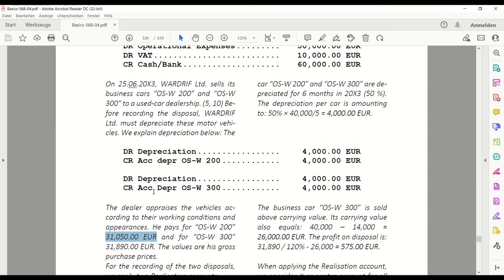Before we start with the sale of the car, we have to consider depreciation. As the car is sold on the 25th of June, we first have to consider depreciation for half of a year. It gives us 4,000 euros. On the 25th of June 2003, the car is sold at a gross selling price of 31,050.